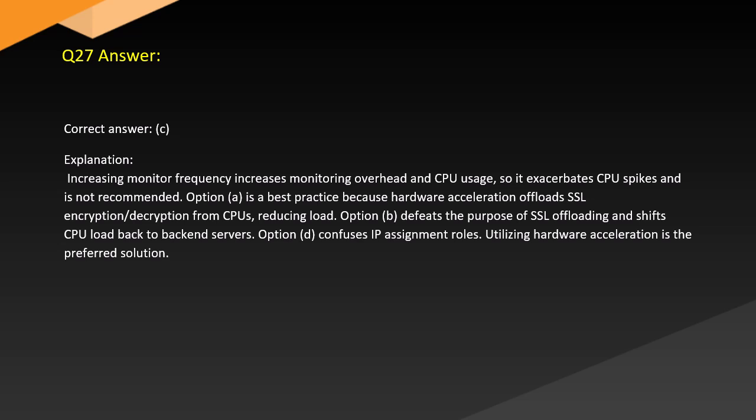Answer. Correct answer, C. Explanation. Increasing monitor frequency increases monitoring overhead and CPU usage, so it exacerbates CPU spikes and is not recommended. Option A is a best practice because hardware acceleration offloads SSL encryption from CPUs, reducing load. Option B defeats the purpose of SSL flooding and shifts CPU load back to backend servers. Option D confuses IP assignment roles. Utilizing hardware acceleration is the preferred solution.